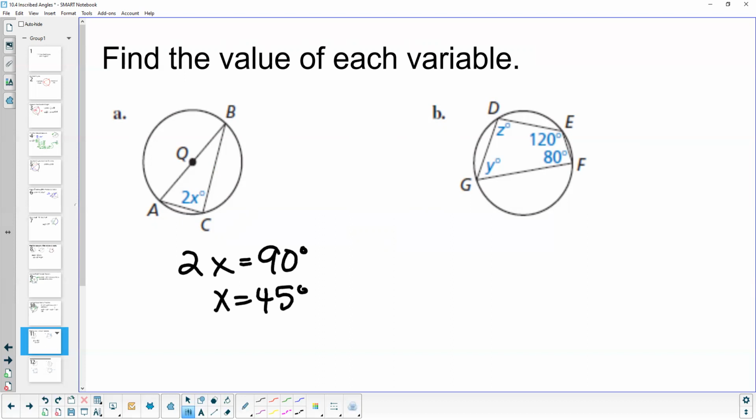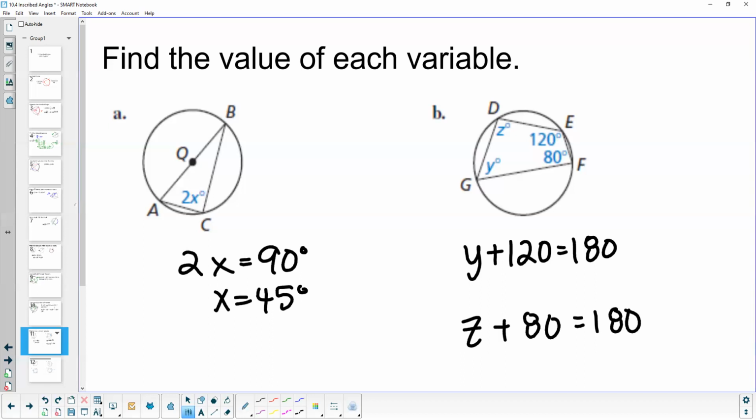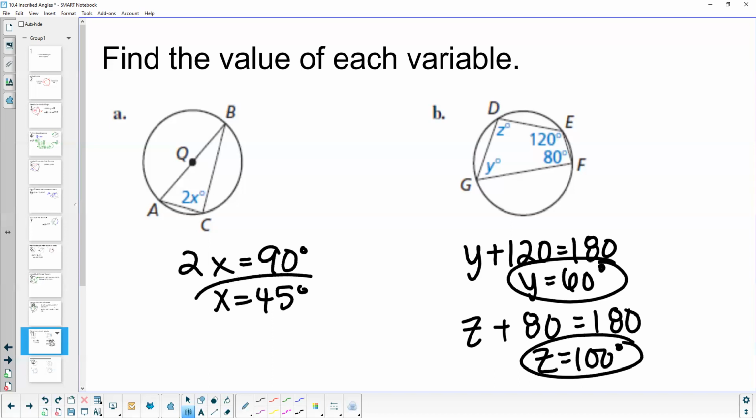What about with this next one? We talked about when it came to our previous theorem here, the inscribed quadrilateral theorem, that the opposite angles will add up to 180 with that quadrilateral. So what that means is we know that y plus 120 is equal to 180, and we know that z plus 80 is equal to 180. So this forces y to be 60 degrees, and it means that z is going to be 100 degrees. Okay, so we can just use those theorems exactly as they are.